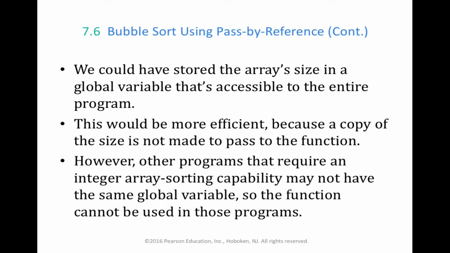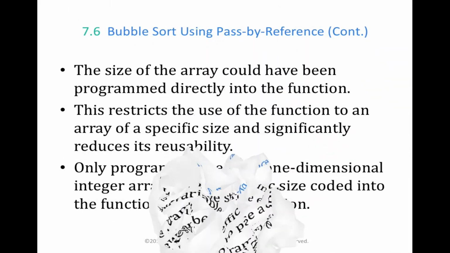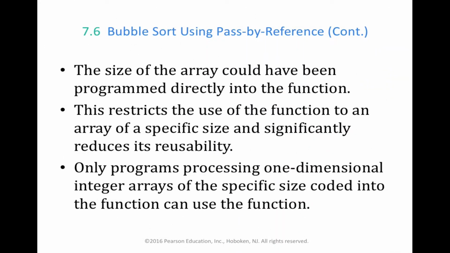Spelling out all of your dependencies up front so we know what is required to use a particular thing. That's just a good software engineering practice that has been around since the 80s, I think. The size of the array could be programmed directly into the function. Again, this restricts reuse to functions of a specific size, and again, does not spell out dependencies very well. Right? A sorting array is dependent upon a sorting function, which is dependent upon an array and the size of the array.